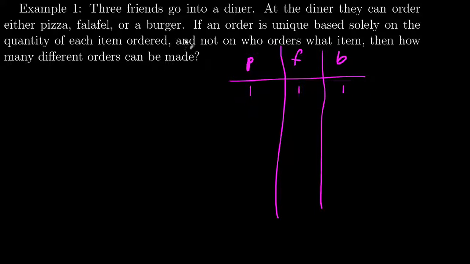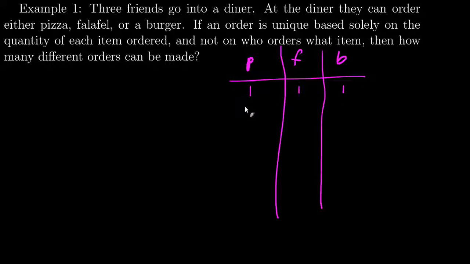And notice, I don't care who orders what. If I did care, that'd just be 3 to the third power, because 3 choices for friend 1, 3 choices for friend 2, 3 choices for friend 3. But it doesn't matter if this is the first person, second person, third person, or if this is the third person, first person, second person. It's the same order from the viewpoint of the diner. What do you say? I want one of these, one of these, one of these. So they can each have one.